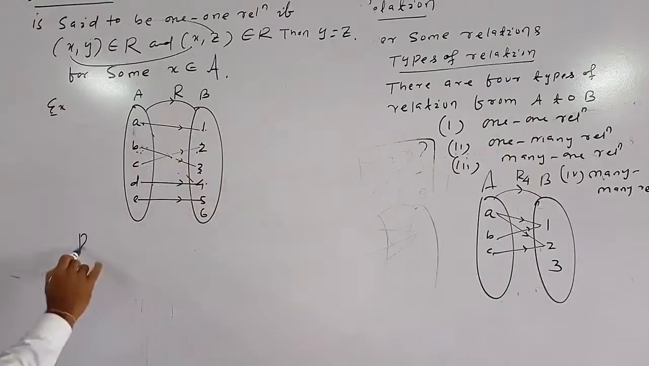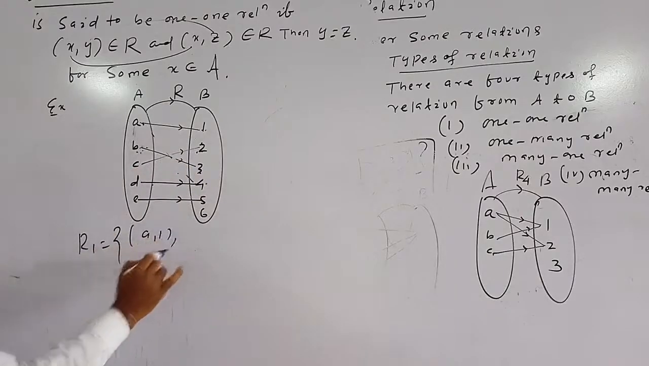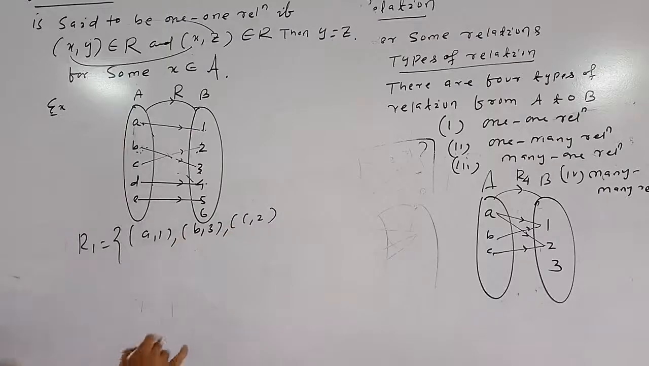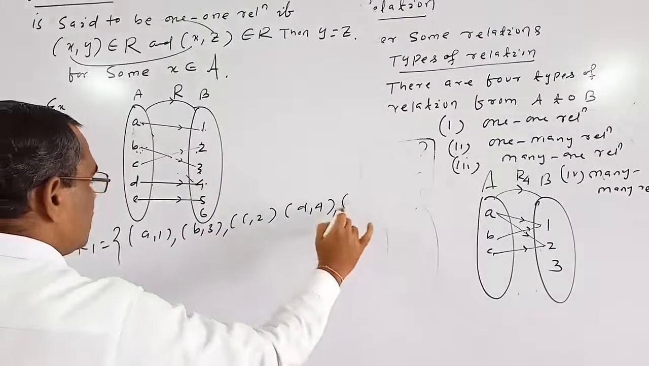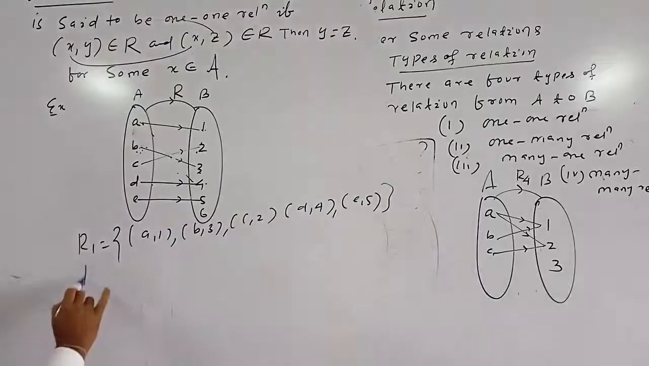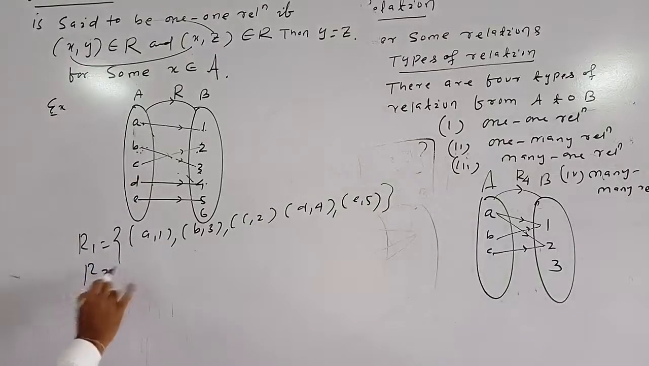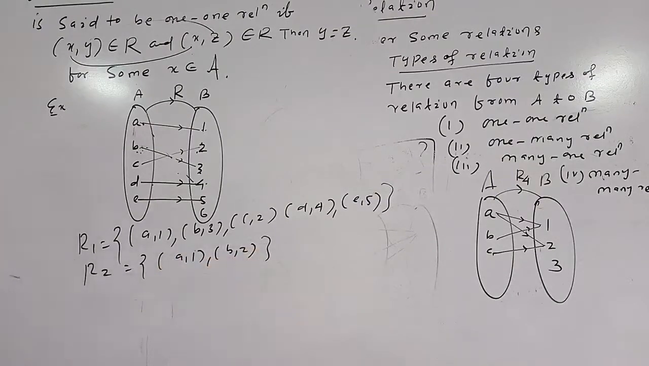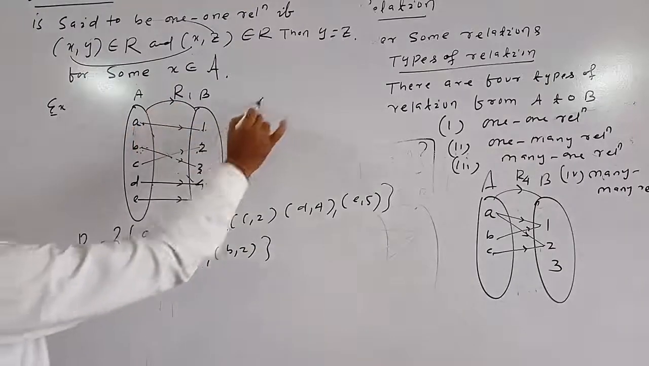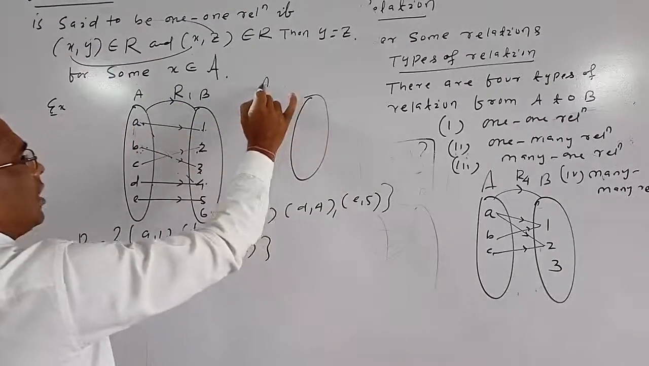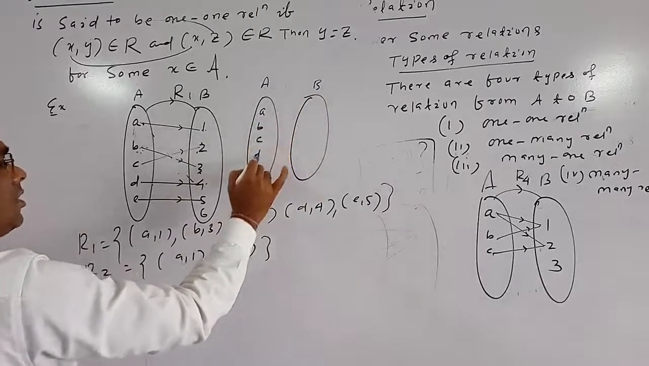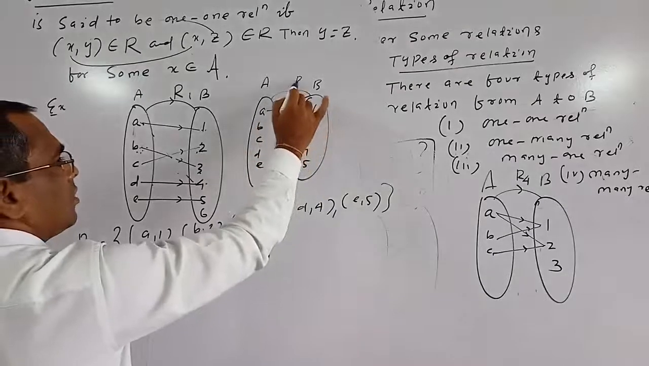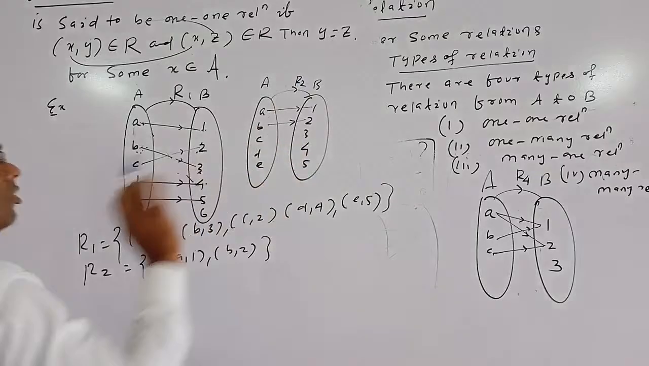R1 is equal to this. You write the relation diagrammatically as A1, B3, C2, D4, E5. Or you can take another example R2. Suppose R2 is equal to A1, B2. This is also a one-one relation. Okay. And also R1 is not equal to R2. This is set A, this is set B: A, B, C, D, E and 1, 2, 3, 4, 5, 6. A related to 1, and B related to 2. This is also a one-one relation.